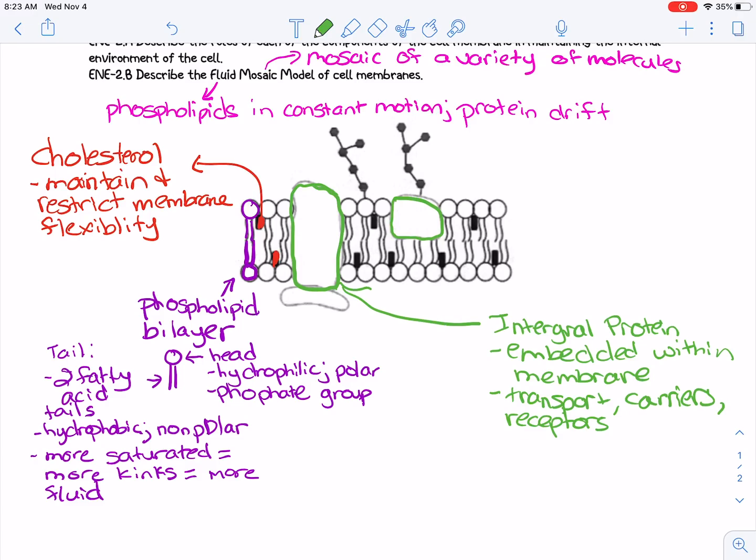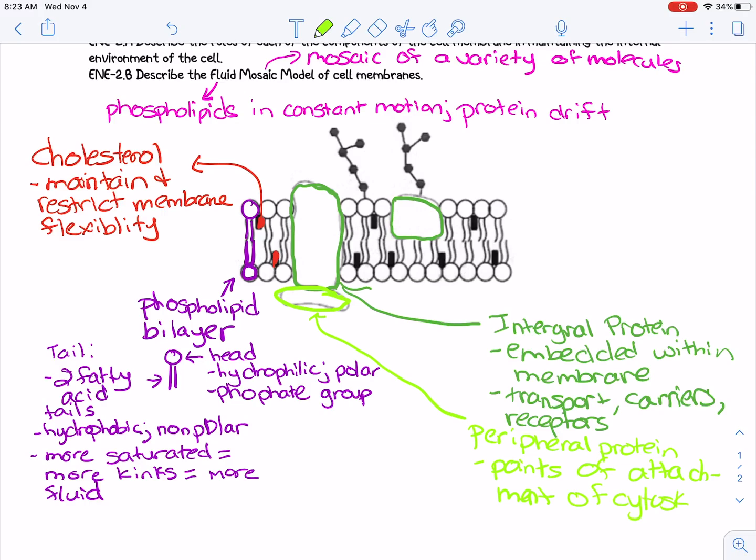And then the other one, I'm going to do it in light green just because it's also a protein, is this guy that's sticking off. That is what we call a peripheral protein. They're usually found on the inside of the cell, and they're points of attachment to the cytoskeleton. They help anchor things. Remember that inside our cells, we have this really complex cytoskeleton, a network of things to move stuff around.